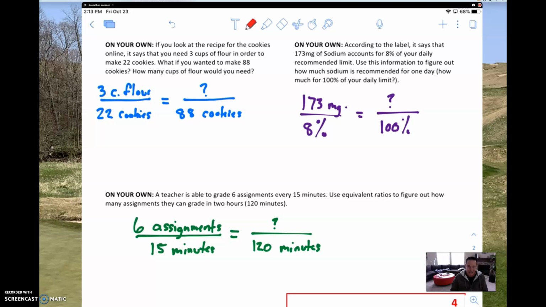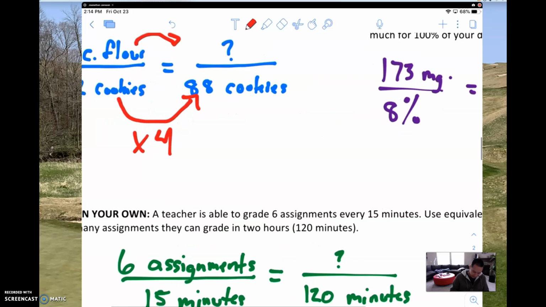But now we match up. We need 88 cookies down here. Notice how these labels match up. Cookies match with cookies. So for equivalent ratios, what we have to do is figure out what we are multiplying by to get from 22 to 88. And to figure that out, you could just divide. You could take 88 divided by 22 and you get 4. So we know that we're multiplying it by 4 on the bottom. So I better do the same thing on top, and we're going to multiply by 4. And 3 cups of flour times 4, we made that recipe 4 times bigger, is 12. So we would need 12 cups of flour.